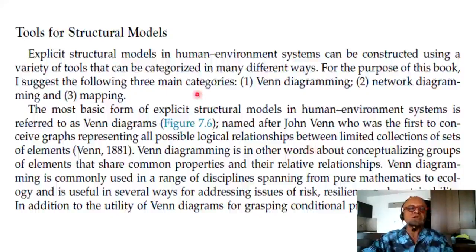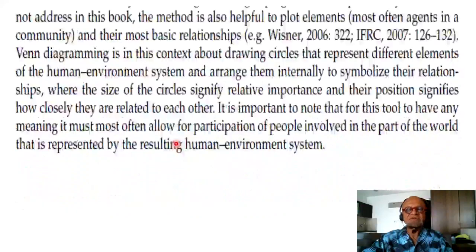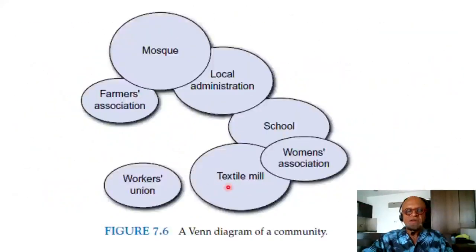So tools for structural models then. Explicit structural models in human environment systems can be constructed using a variety of tools that can be categorized in many different ways. For the purpose of this book, I suggest the following three main categories: Venn diagramming, which we have seen a little bit and now we'll see again, network diagramming, and mapping. The most basic form of explicit structural models in human environment systems is referred to as Venn diagrams, which we have seen before. So here it is again.